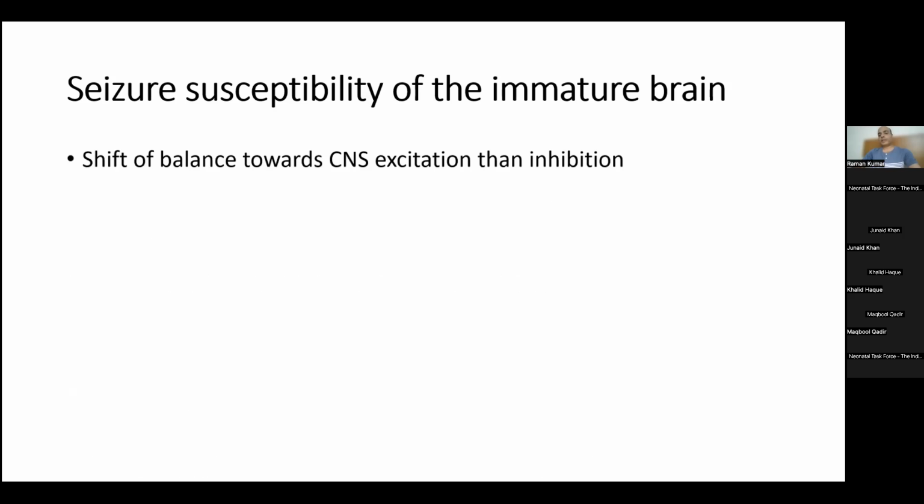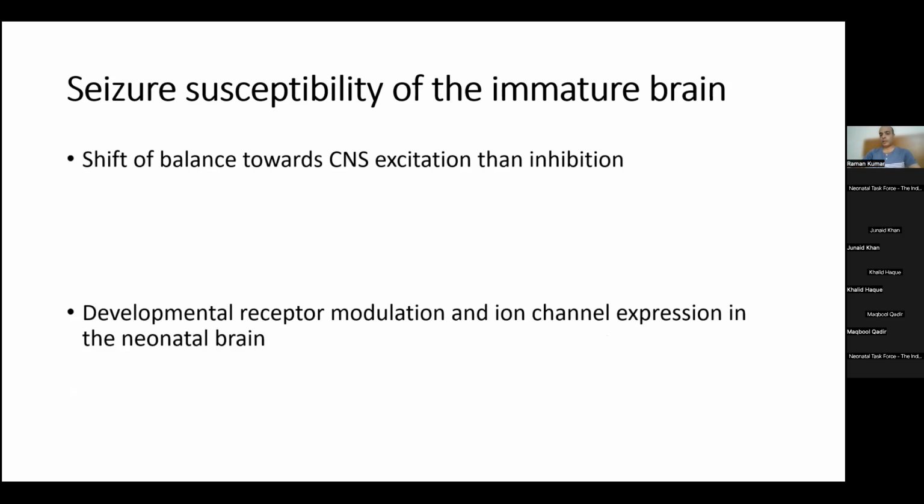So, seizure susceptibility of a mature or developing brain. A developing brain is more susceptible to having seizures. A neonate is more susceptible to having a seizure than a child. In this regard, we need to figure out the normal physiology of the developing brain, and why this happens. There is a shift of balance towards CNS excitation rather than inhibition. Generally, a neonate's brain is more excitable than inhibited, because it has to learn a lot and grow, so there is a lot of excitation going on in the brain compared to inhibition.